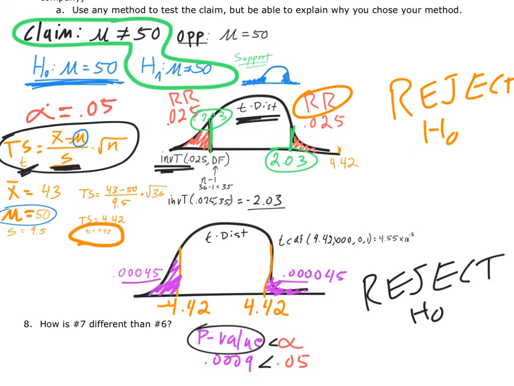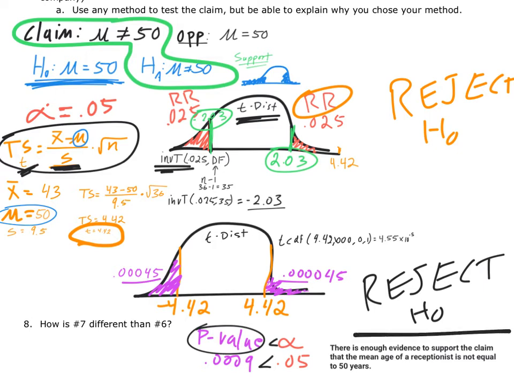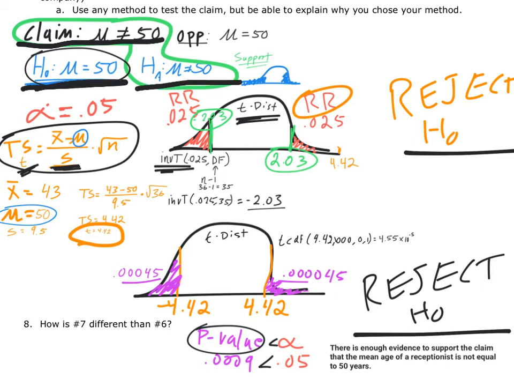So we can go ahead and continue on with our conclusion. Final conclusion, when you type it up, I'll go ahead and add that here. And that final conclusion is right there. There is enough evidence to support the claim that the mean age of a receptionist is not equal to 50 years. Thinking about it this way, we are rejecting the null, right? Our null says that the average age is equal to 50 years. So we're rejecting that, and we can go ahead and support the claim because the claim matched with our alternative. Because we're rejecting the null, we can't accept the alternative, but we can say we're rejecting the null, and that allows us to support the claim.